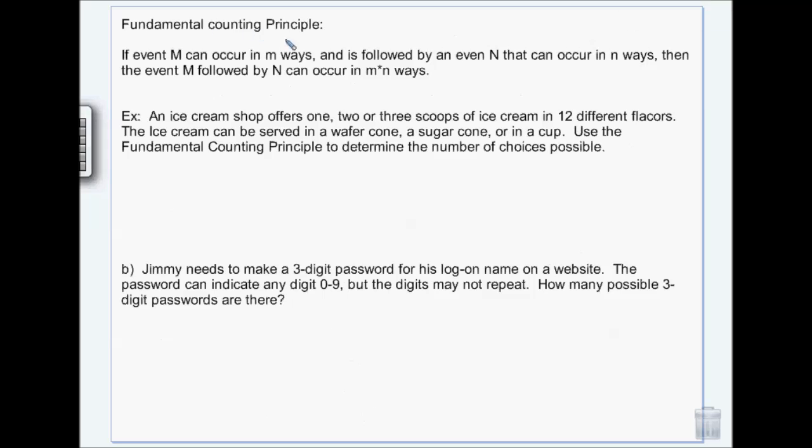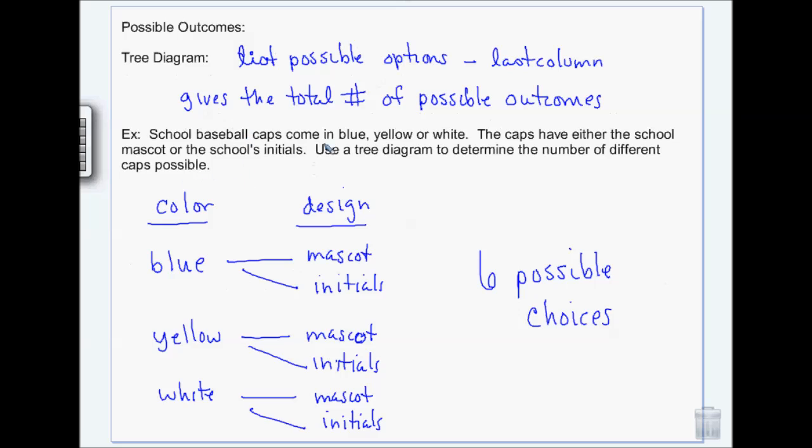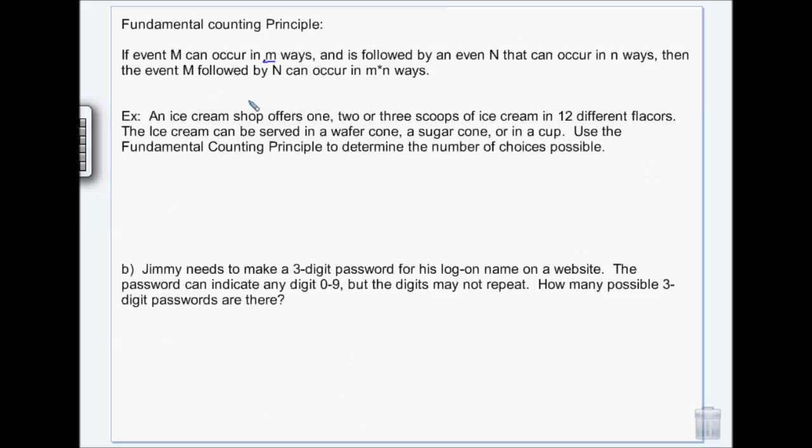Okay, the fundamental counting principle says if you have an event M that can occur in M ways, and then there's N. So M here is the color of the baseball cap, and N would be the design on it. Then you multiply how many by how many. So back here we had 3 colors, 2 designs. 3 times 2, 6.